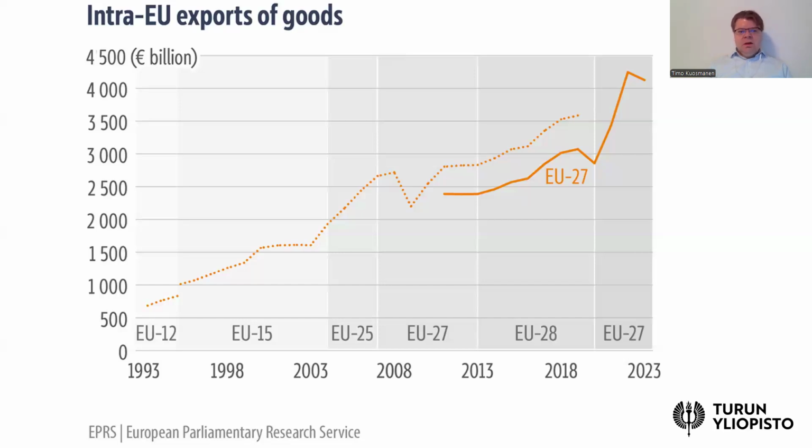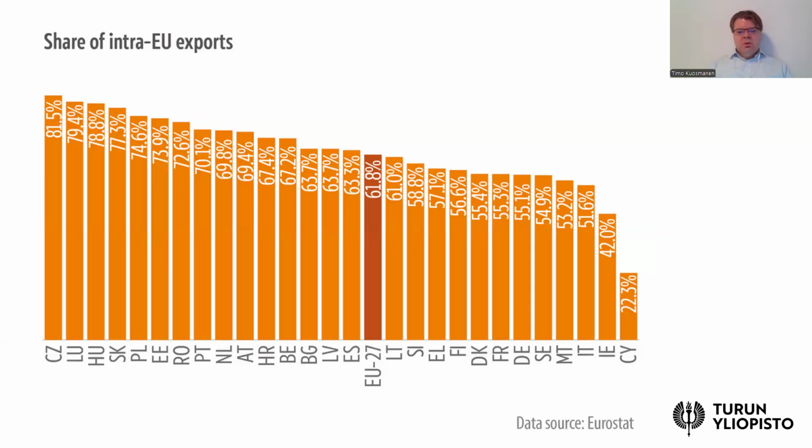So this is why in the next figure, taken from the same source, I have the share of intra-EU exports. I believe this is relative to total exports. For example, the highest share of intra-EU exports is that of the Czech Republic, 81.5%, which I believe refers to 81.5% of total exports. And the EU average is 61.8%.